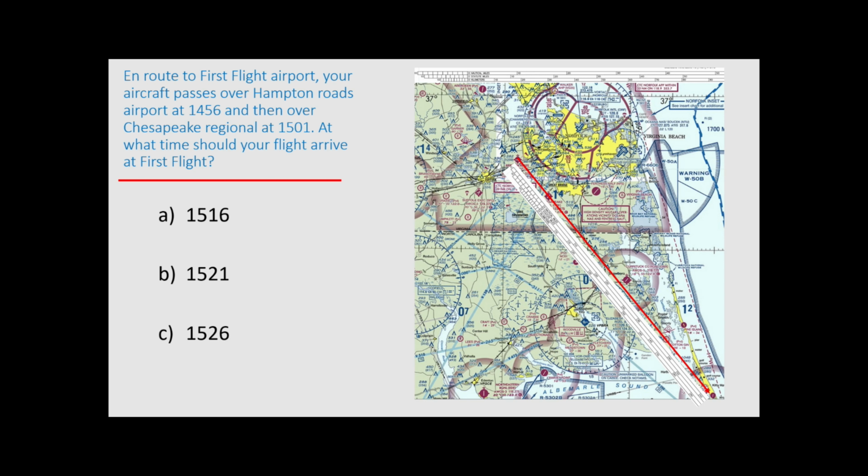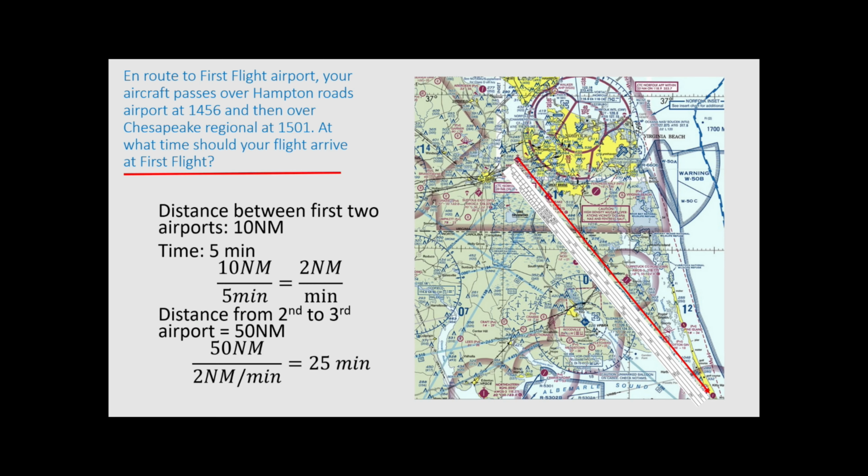En route to First Flight Airport, your aircraft passes over Hampton Roads Airport at 1456 and then over Chesapeake Regional at 1501. At what time should your flight arrive at First Flight? Be sure to pause it here if you want more time. I'm going to go into it here in a second. So 1526.